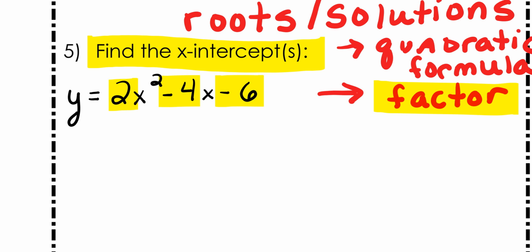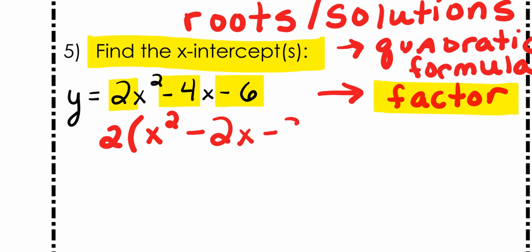So if I factor out a 2, for the first part, I'm going to be left with x squared. If I take -4 and I divide out a 2, I'm going to have -2x. And then the last piece, -6, if I factor out a 2, I'm left with -3. Okay, and this is now going to be what we factor. So we're going to look at what's inside of our parentheses.